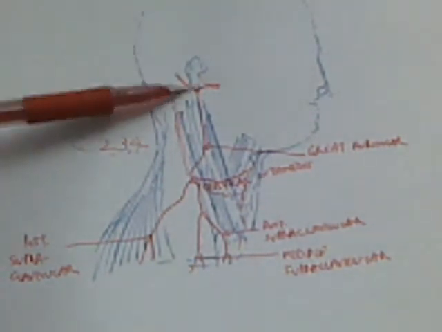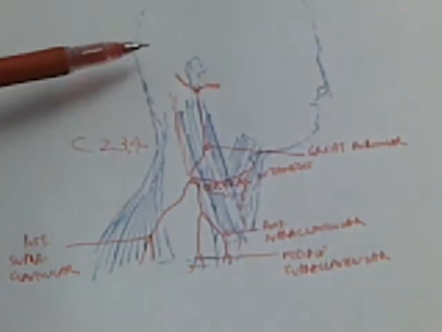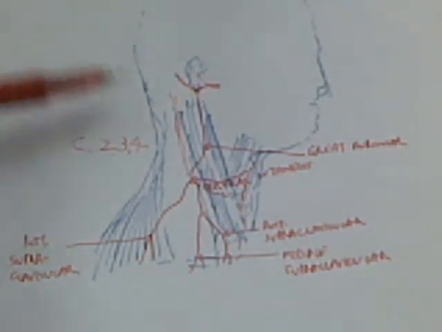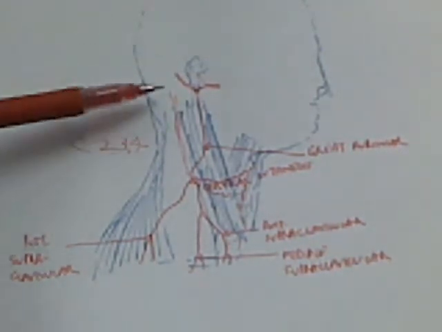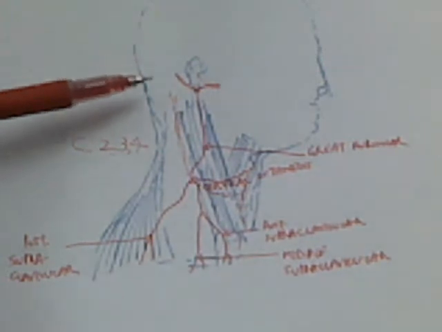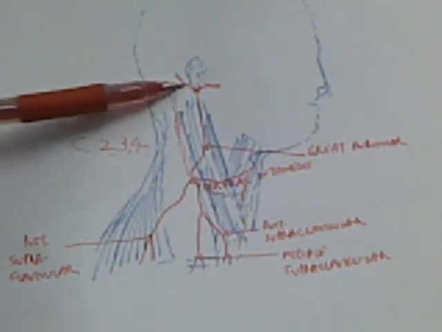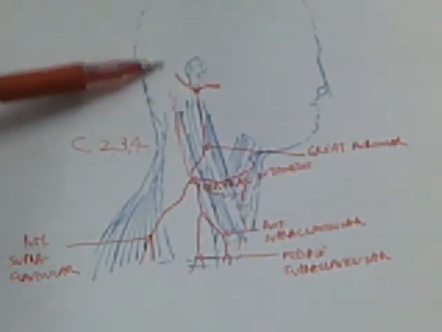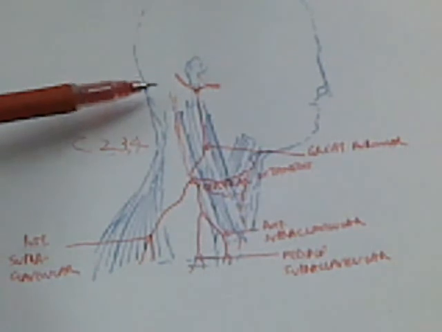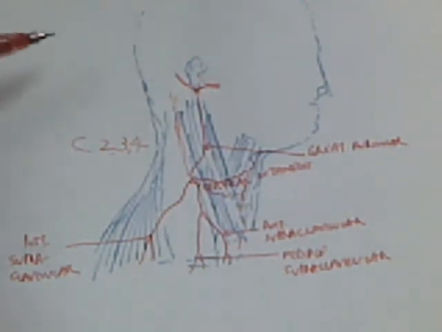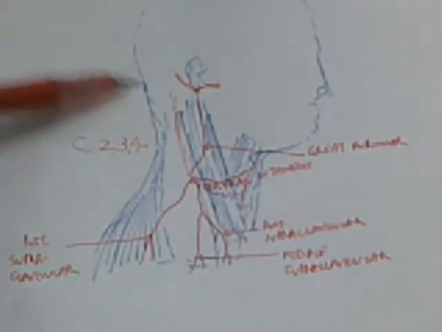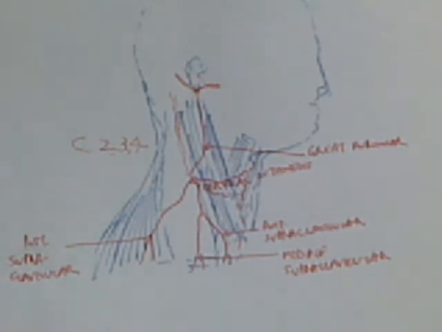When we talk about this posterior branch, it communicates with the smaller occipital nerve here, the auricular branch of the vagus, and the auricular branch of the facial nerve. So this posterior branch is communicating with three nerves: the auricular branch of the vagus, the auricular branch of the facial, and the smaller occipital nerve.